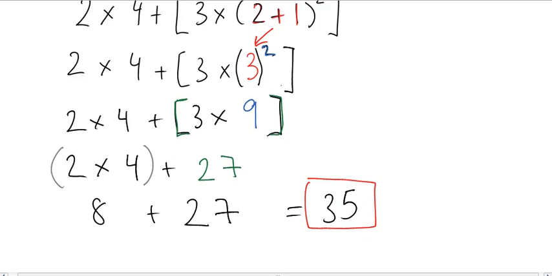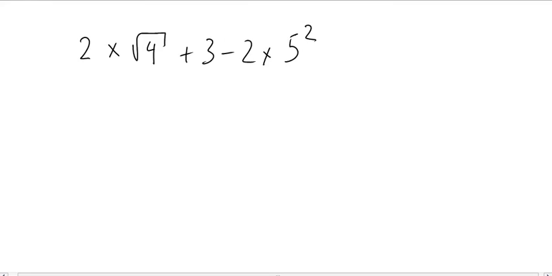Let's try just one last exercise. Okay. 2 times root 4 plus 3 minus 2 times 5 squared. The first thing we do is we look for grouping symbols. And the first one I can see is this square root here. So we're just going to rewrite it exactly the same way, but we're going to simplify the square root.